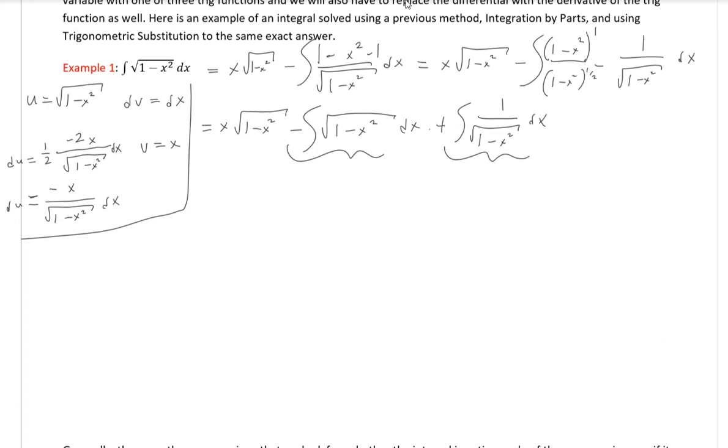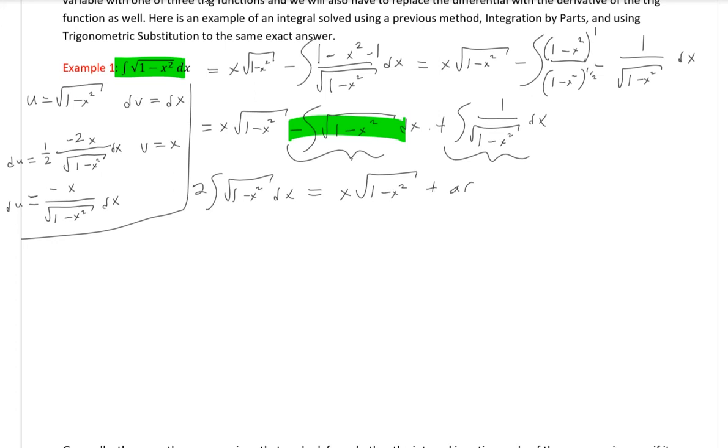But like when we had earlier in 7.1 at the end, where we had e to the x times sine x, we can add this to the other side and have 2 times the integral of the square root of 1 minus x squared dx. So I'm basically taking this and adding it to there, because I see those as the same thing, equals x square root of 1 minus x squared plus this integral, which actually is arc sine of x plus c.